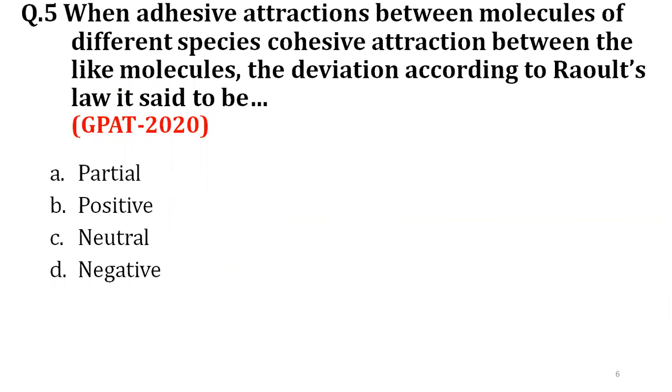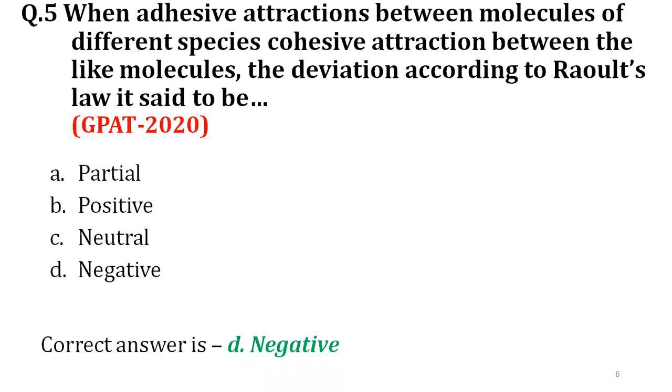Question number 5. When the adhesive attraction between the molecules of different kinds is greater than the cohesive attraction between like molecules, then deviation according to Raoult's law is said to be. So if the adhesive forces are more than the cohesive forces, which type of deviation is it as per Raoult's law? The question was asked in GPAT recently, GPAT 2020. Option A partial, B positive, C neutral, and D negative. The correct answer is D, negative.